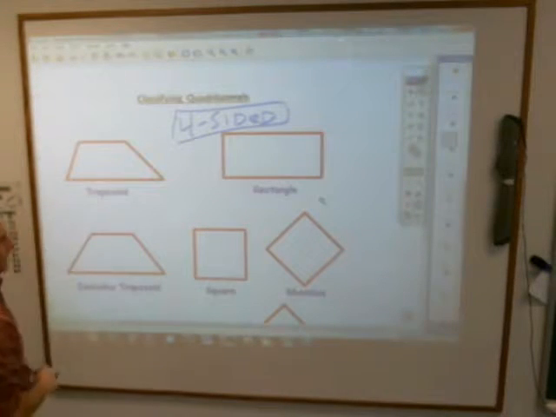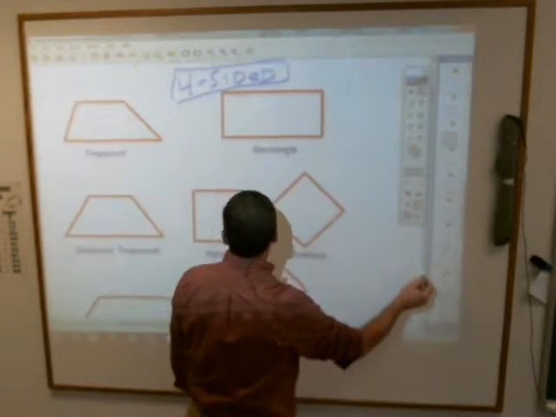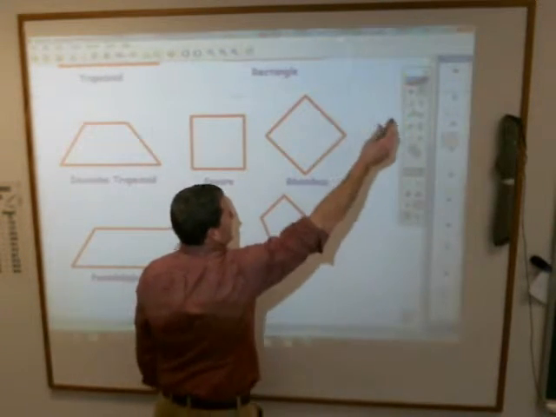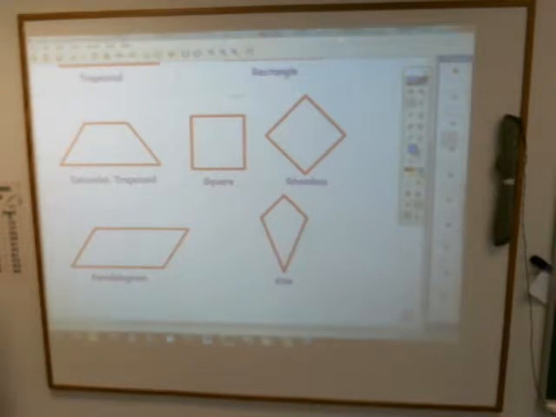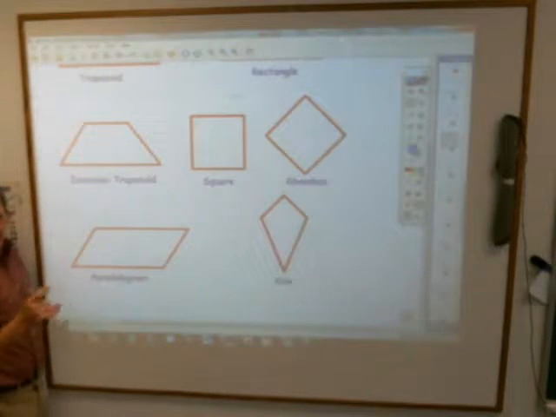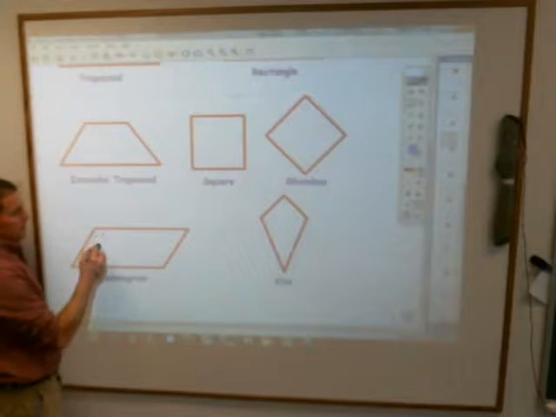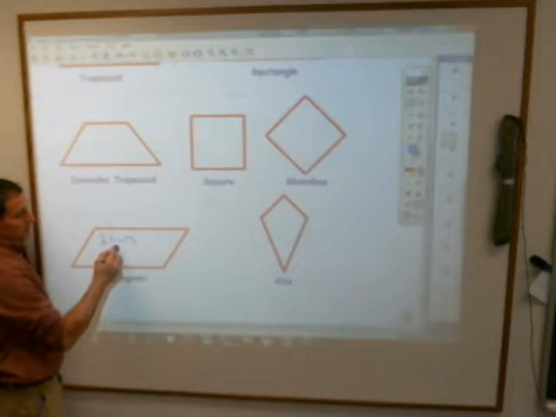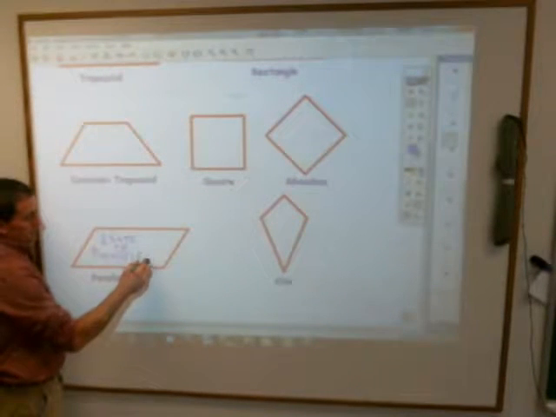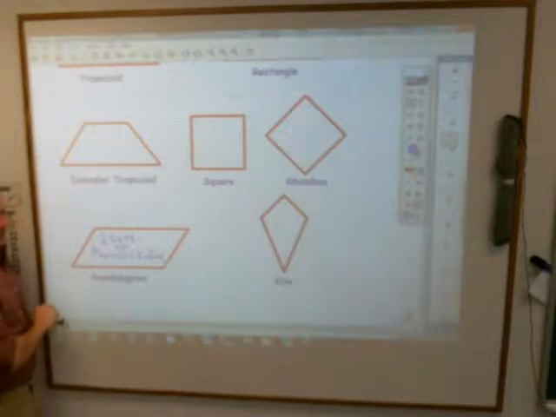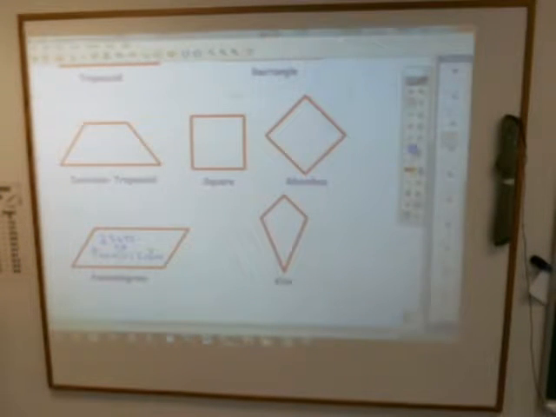Four-sided shape. In math, you have to be very specific about what you're talking about and asking about. The first one we're going to talk about is this guy down here in the bottom left, a parallelogram. What is the exact definition of a parallelogram? It is a quadrilateral, a four-sided shape that has two sets of parallel sides. That is the only thing something takes to be a parallelogram.